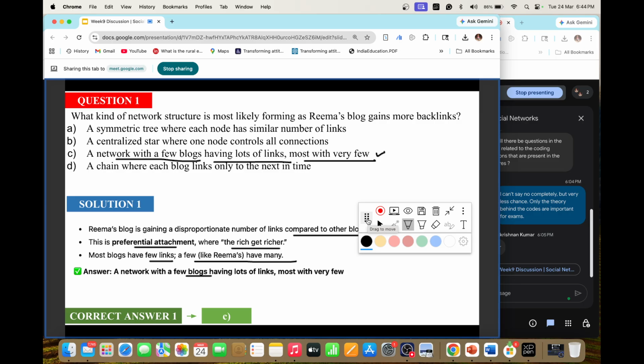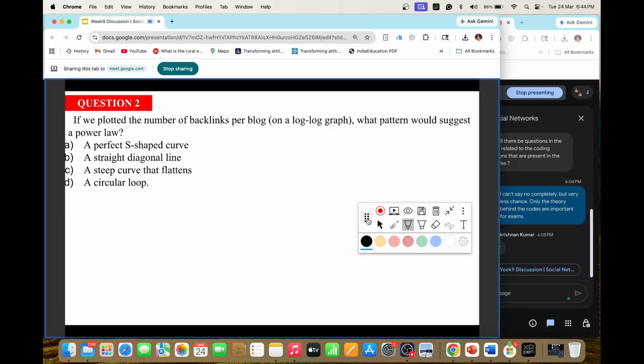Okay, let's move to the next question. If we plotted the number of backlinks per blog on a log graph, what pattern would you expect? It would suggest a power law. A: a perfect S-shaped curve, B: a straight diagonal line, C: a steep curve that flattens, D: a circular loop.